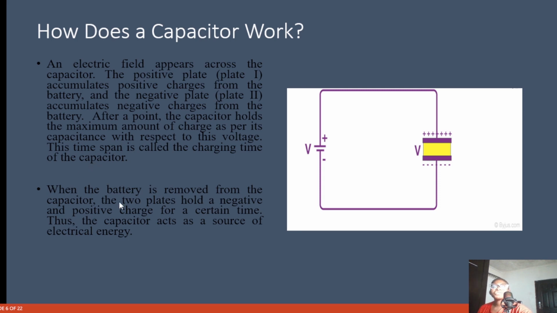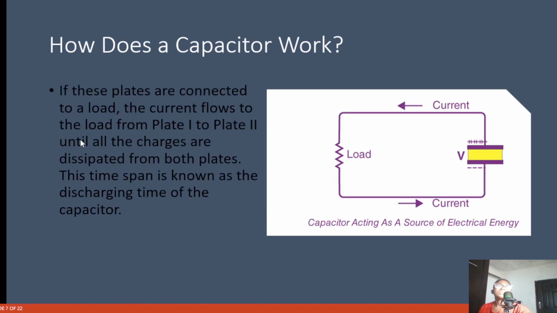When the battery is removed from the capacitor, the two plates hold a negative and a positive charge for a certain time. Thus, the capacitor acts as a source of what? Electric energy, for a short time. Plate 1 will hold the positive charge. Plate 2 will hold the what? Negative charge. So if these plates are connected to a load, the current then flows. You can see the direction. Current flows to the load from plate 1 to what? To plate 2 until all the charges are dissipated from the plate.